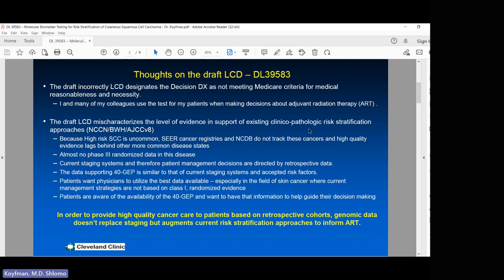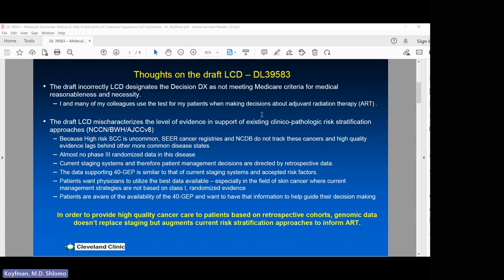It just hasn't been organized in clinical trial consortia. I participate in the NRG committee for head and neck cancer. I'm the working group chair for skin cancer. And we are just beginning, in our 50 years of research, to start thinking about doing randomized trials in this space. It's never been done before. Current staging systems and patient management decisions are all based on retrospective data. And the data extant for the 40GEP basically falls in line with essentially all the other data we use to make all of our decisions.